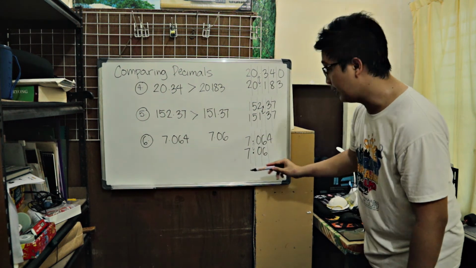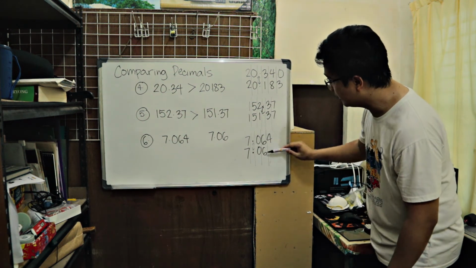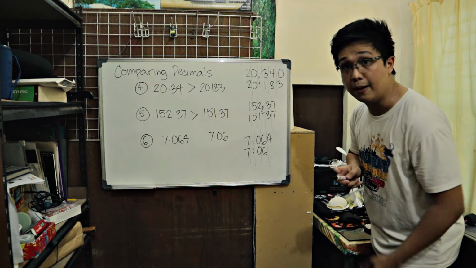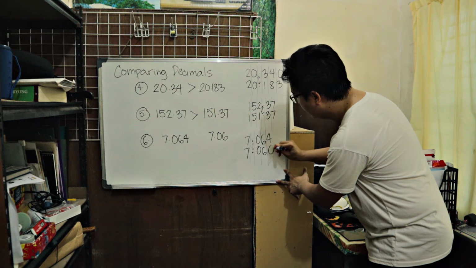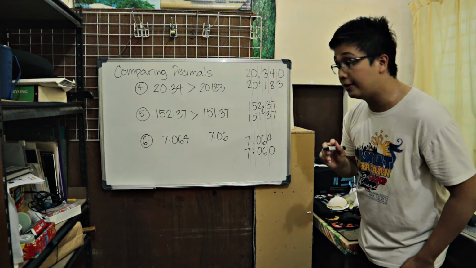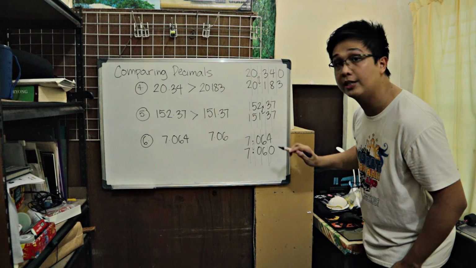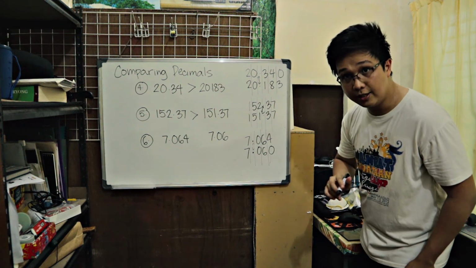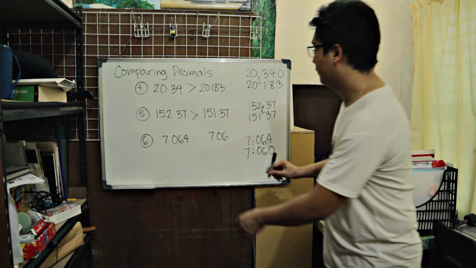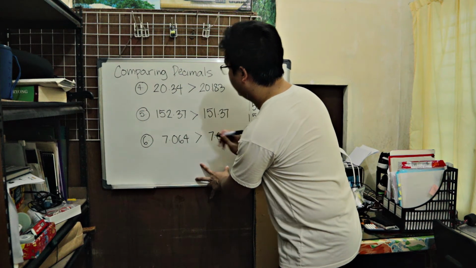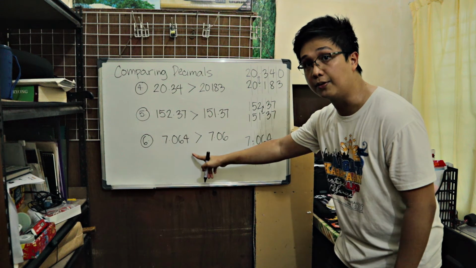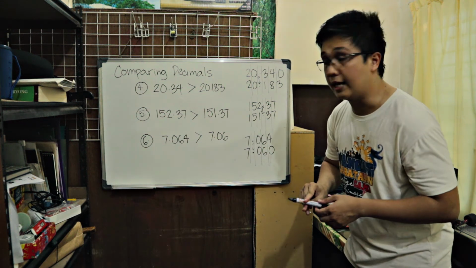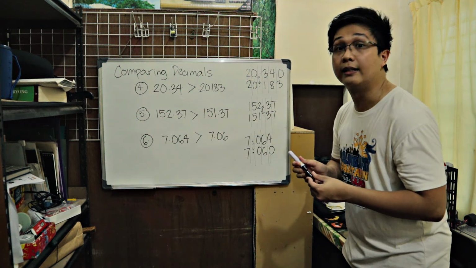7 and 7, the same. 0 and 0, the same. 6 and 6, the same. 4 and blank. Again, ang atong obrahon, when you have a blank, you fill it in with a 0. Sin-o na mas dako, 4 or 0? 4 is greater than 0. So meaning, this one is greater than this one. 7 and 64 thousandths is greater than 7 and 6 hundredths.